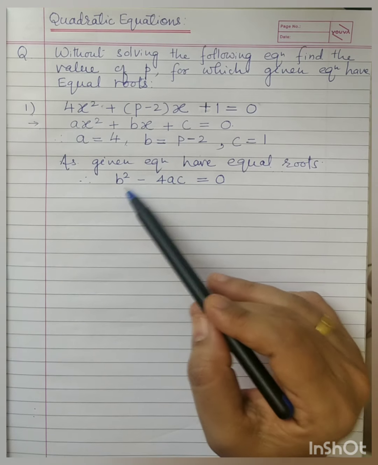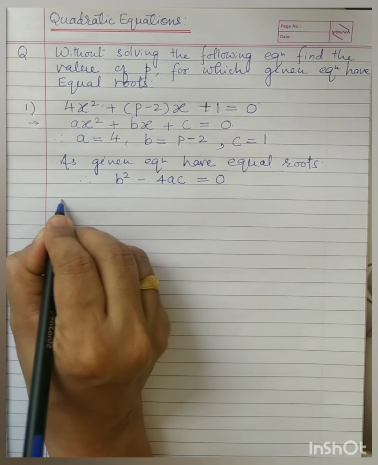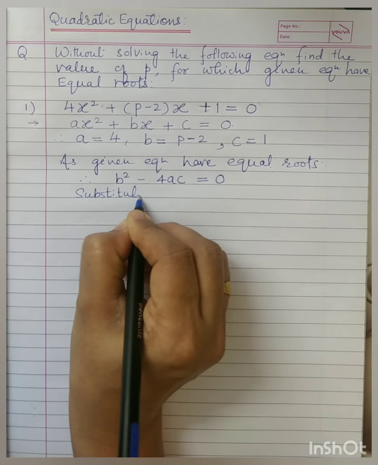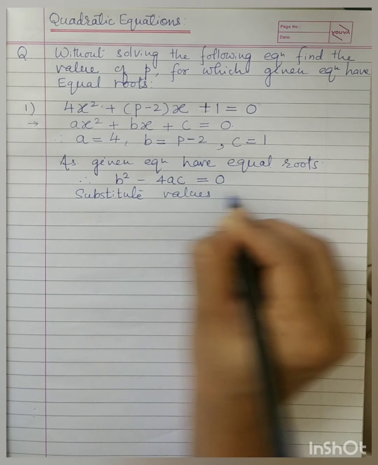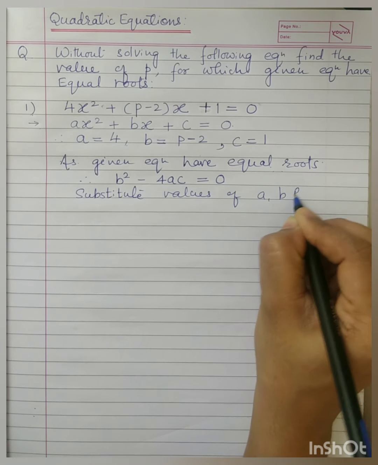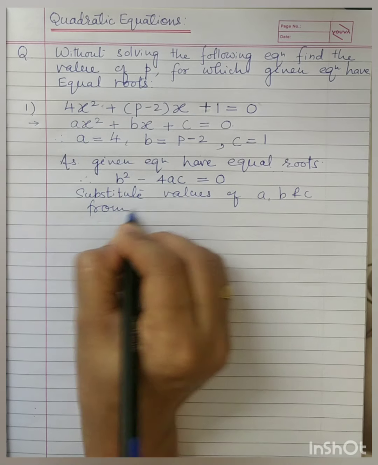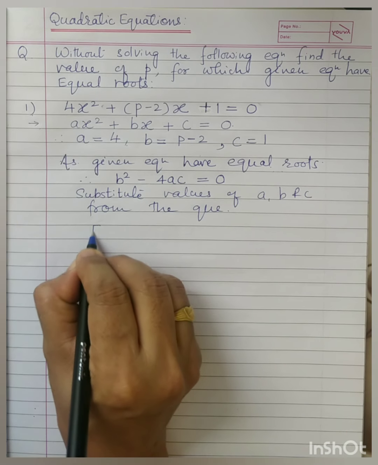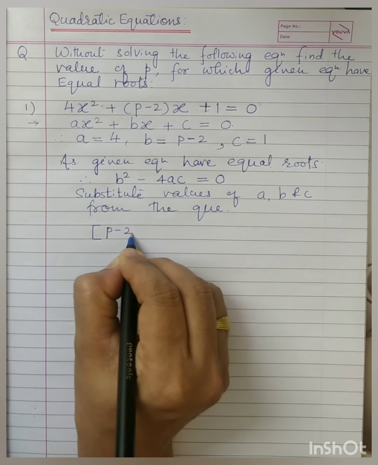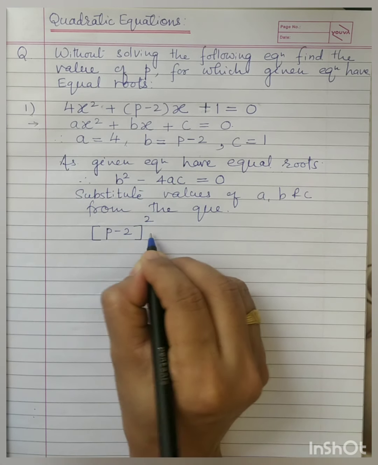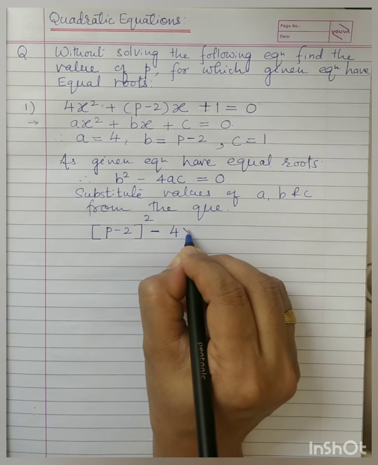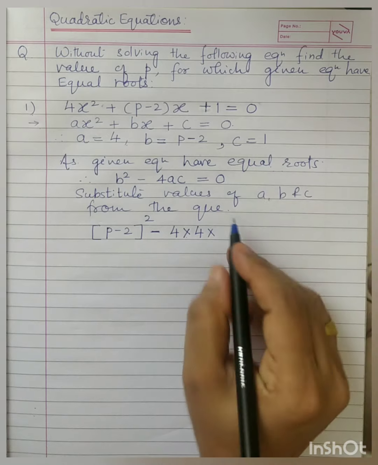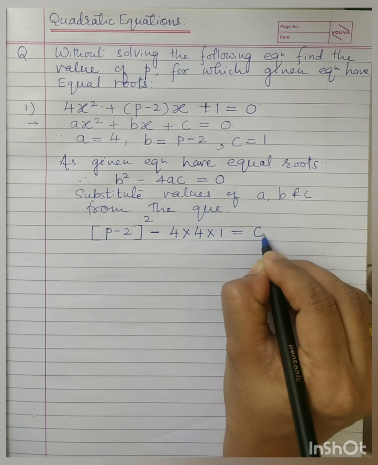Got it? Now, the purpose of solving this question is to find the value of p. So substitute, replace a, b, c by the values given in the question. So on substituting values of a, b and c from the question, what do you get? Here b is what? p minus 2. Since it is a binomial, I am squaring it. b square minus 4 into a. a is also 4. And what is c? 1. And this expression should be equal to 0.